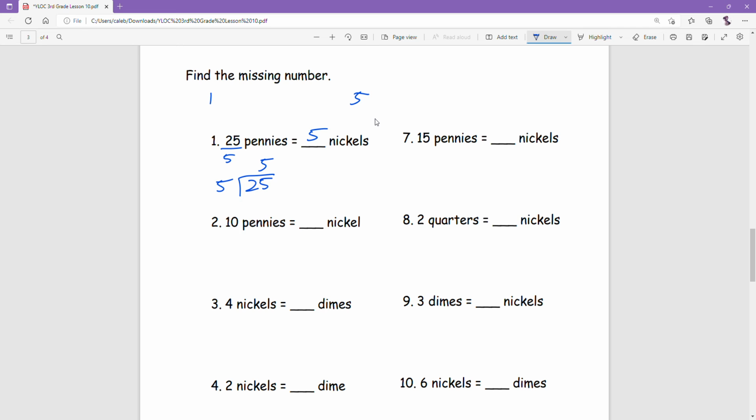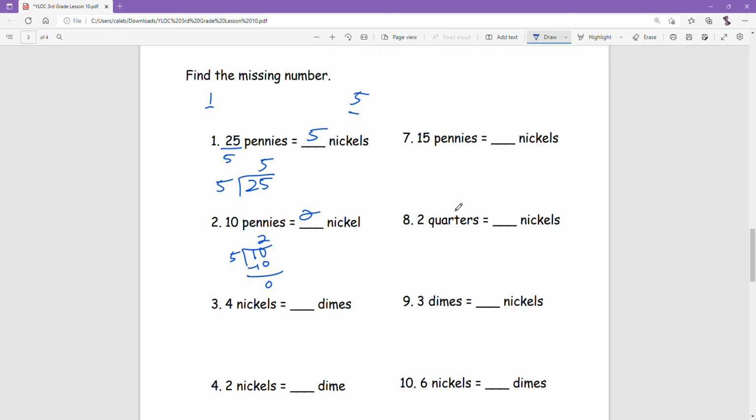Now we have to turn 10 pennies into nickels. So remember 1 penny was 1 cent, and 1 nickel is 5 cents. So we have 10 again divided by 5. And we could just write it out for this one. So 5 can't go into 1, but it can go into 10 2 times, and 2 times 5 is 10, so it's 10 minus 10, which equals 0. So number 2 is 2.